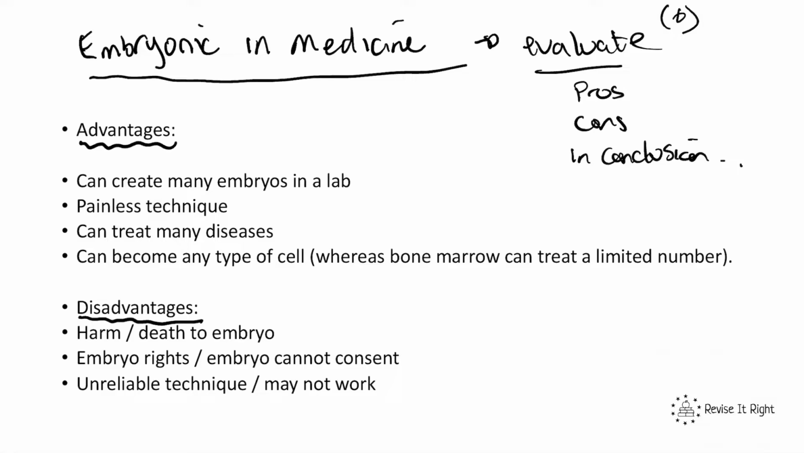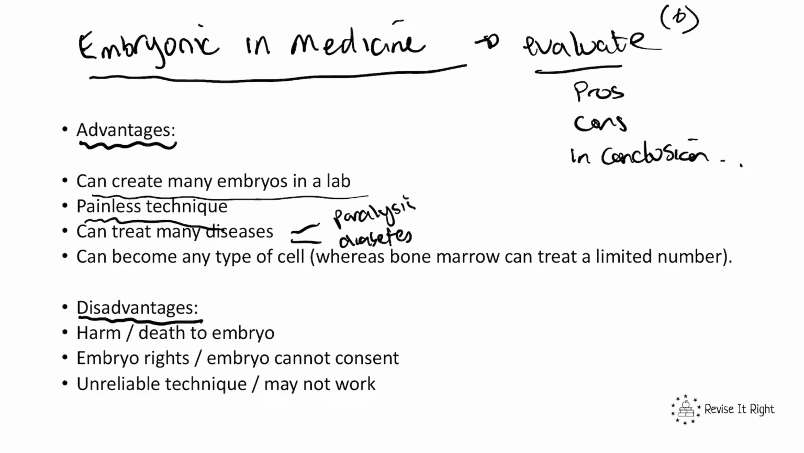So in terms of embryonic stem cells in medicine, an advantage is that we can create many embryos in a lab. It's a painless technique and we can create many of them. And this next one is really the biggest advantage, that we can use it to treat many diseases. I've already talked about the fact that we can use it to treat paralysis and diabetes.